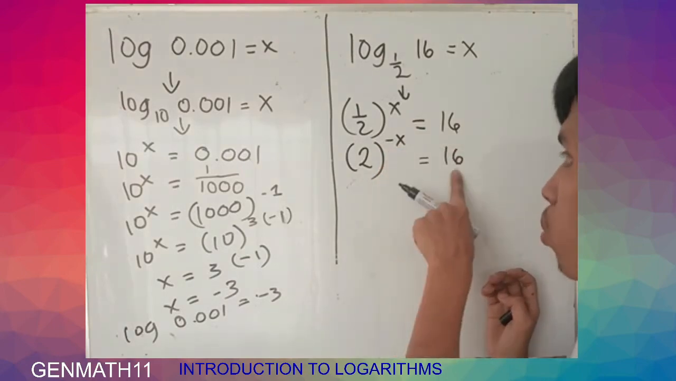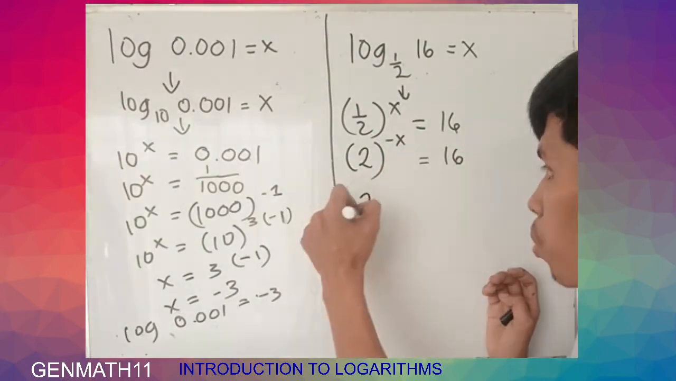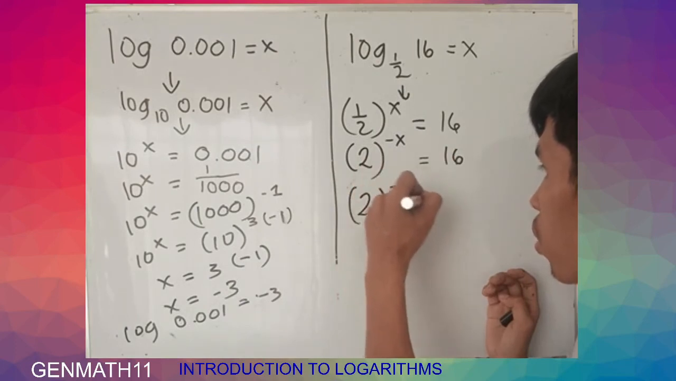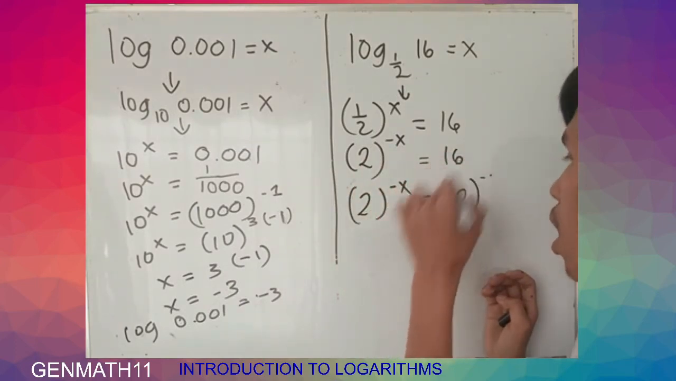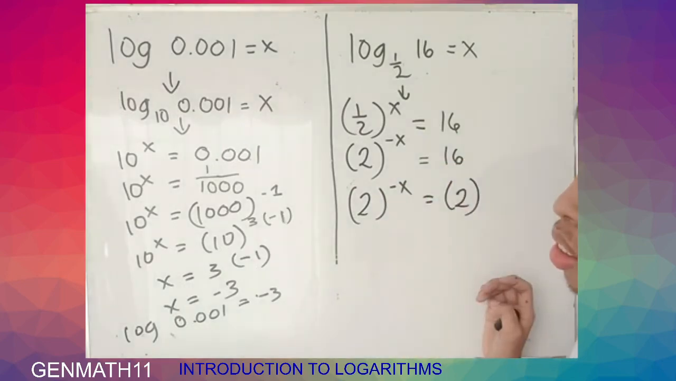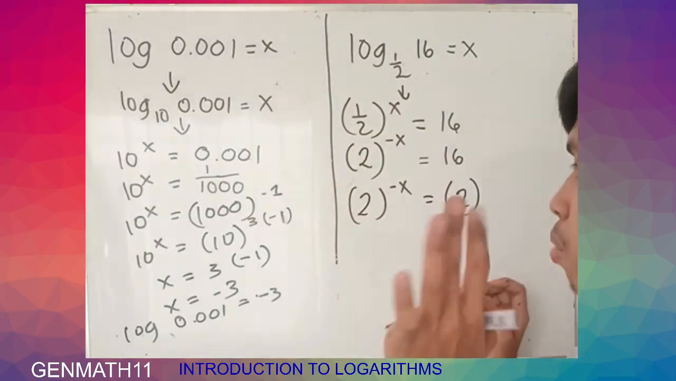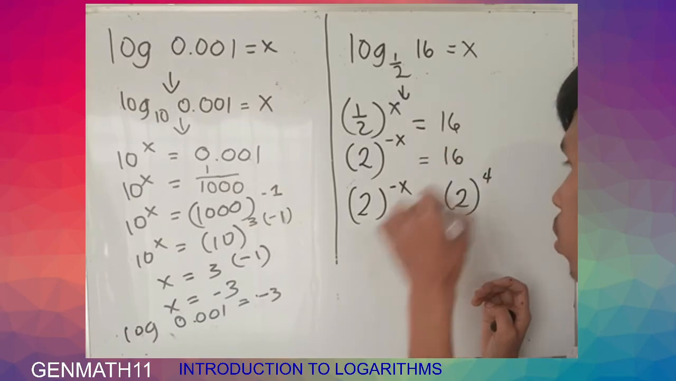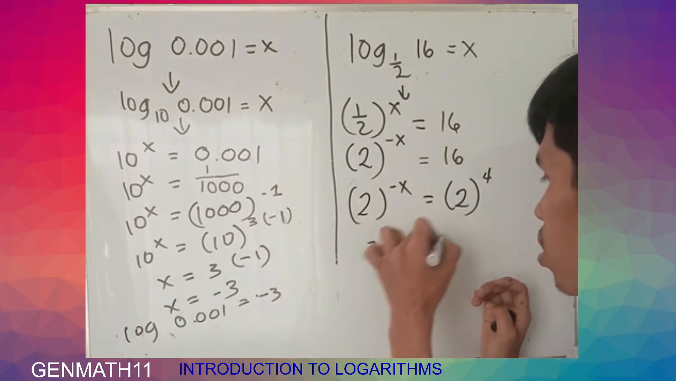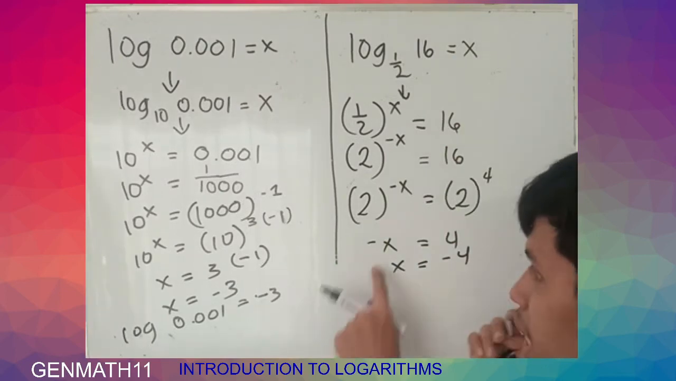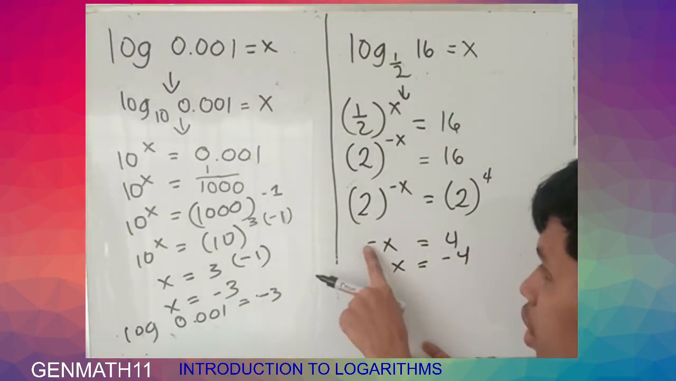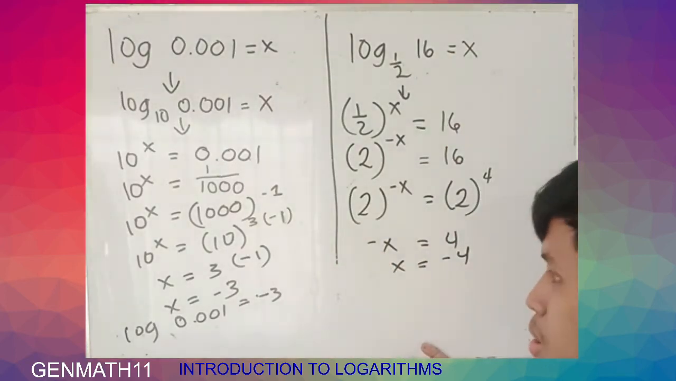So, gagawin natin itong, ang base natin ay 2. 2 raised to, ano kaya? 2 times 2, 4 times 2, 8 times 2, 16. So, 4. So, negative x equals 4. X equals to negative 4. Kasi may negative tayo, divide both sides by negative. Negative x divided by negative 1 is equals to x. 4 divided by negative 1 is negative 4.